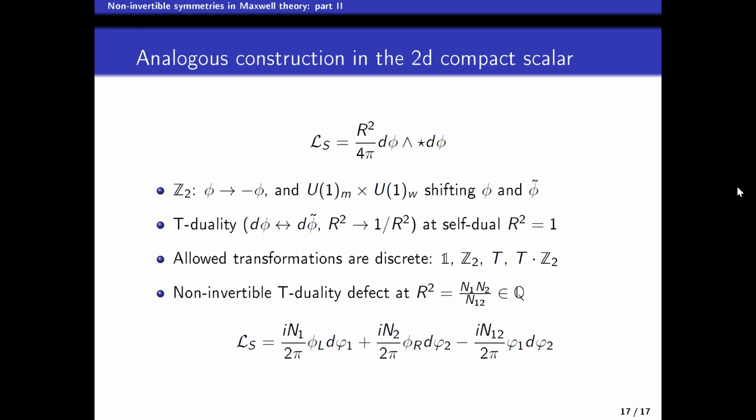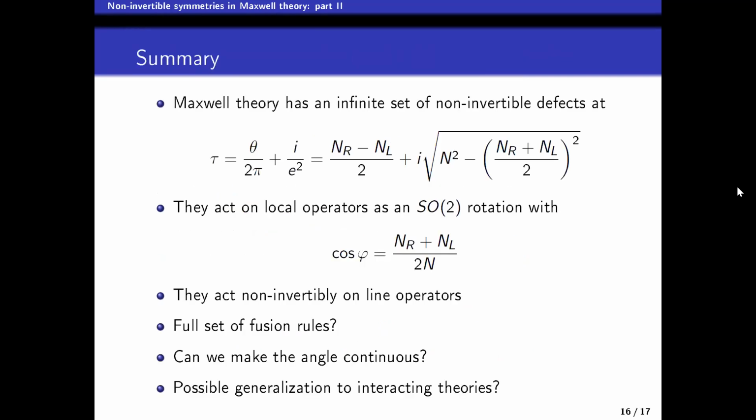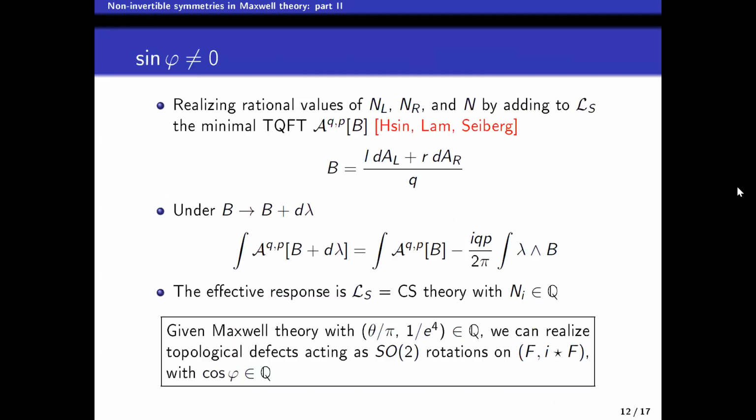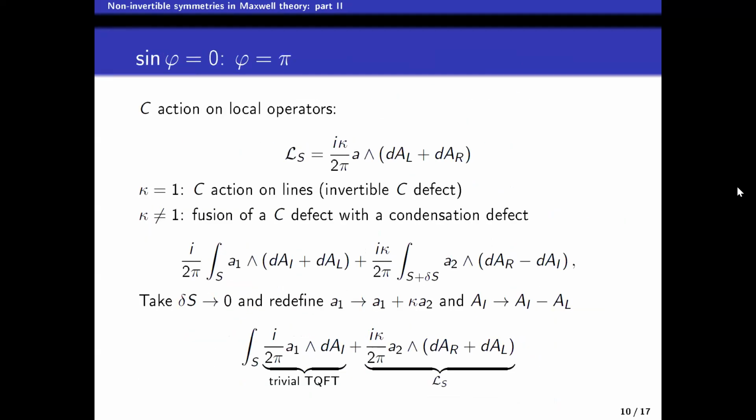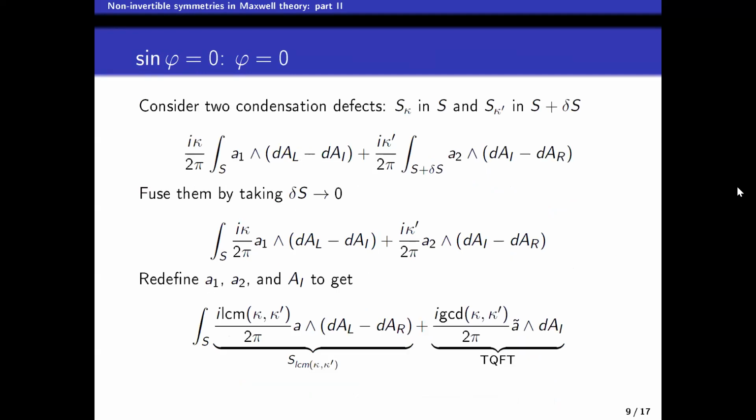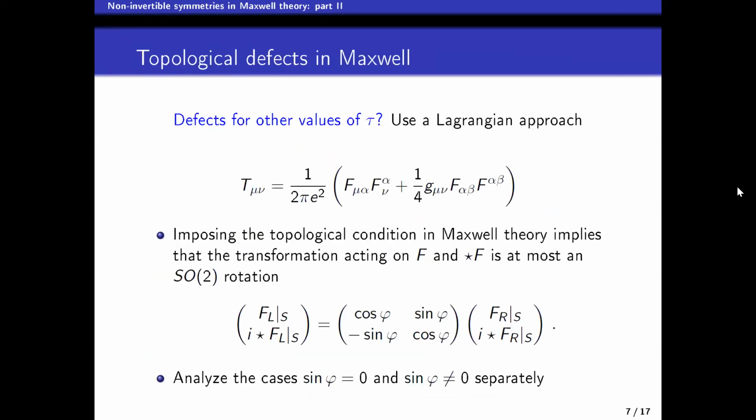Cosine phi is a rational number between -1 and 1. Yes, sure. And sine should also be rational? No, sine is not strictly rational. If you consider an SO(2) rotation with a rational value of cos phi, in the SO(2) matrix which gives you the rotation, only some of the elements will be rational. For instance, I think the triality defect is an example of this: the diagonal elements of this matrix are rational, but the off-diagonal are not necessarily rational.